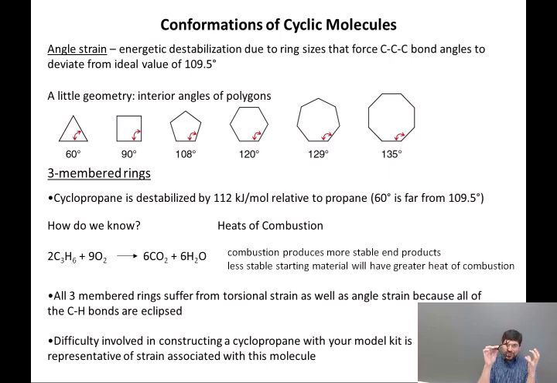You can make cyclopropane with your model kit, but it looks really distorted. You can see that these sides are not straight, and it almost looks like the model kit wants to break. That is representative of the strain associated with this molecule. If I open up the 3-membered ring, it's going to relieve a lot of the strain, and if I try to reform the 3-membered ring with my model kit, I have to try really hard to put this together carefully so as not to break the model.